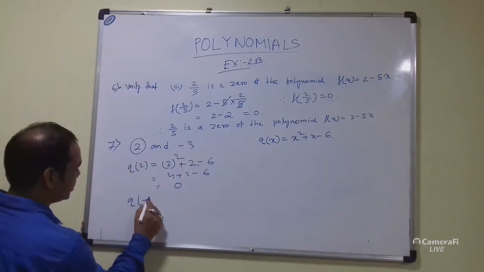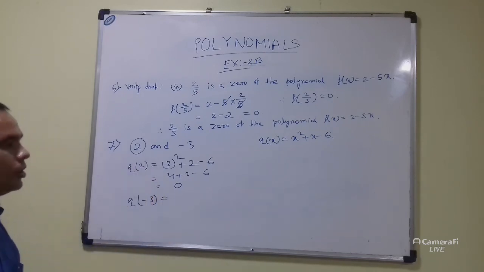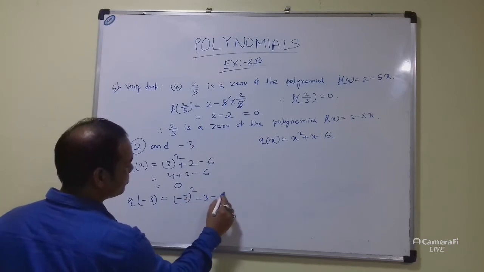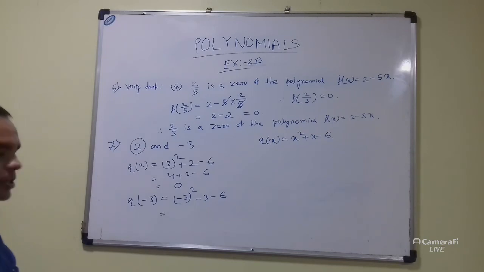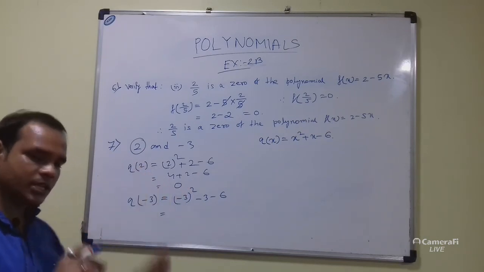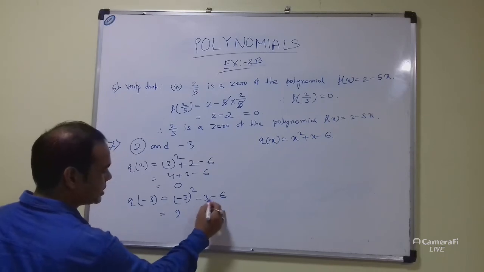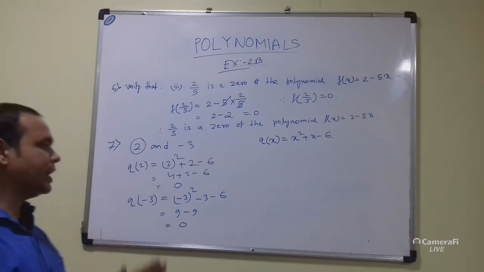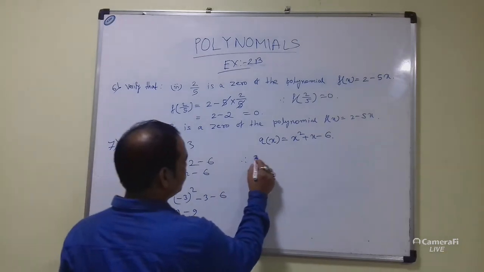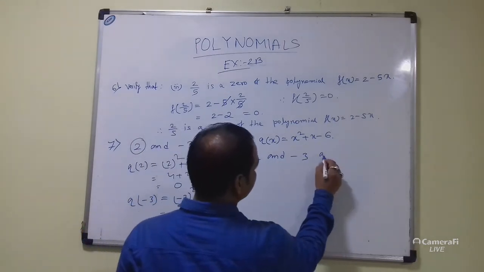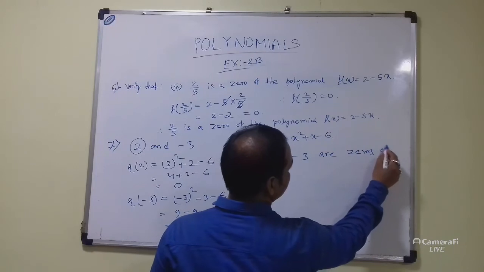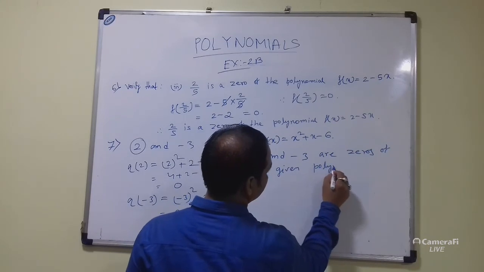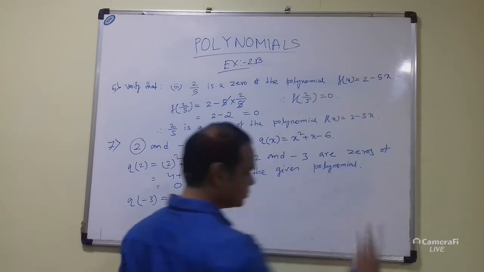Now check whether q of minus 3 is a zero or not. So q of minus 3 means (minus 3) square, minus 3, minus 6. So minus square means plus, so minus 3 multiplied by minus 3 means 9, and minus 3 minus 6 is minus 9. So 9 minus 9 is 0. So this result is also 0. So that means we can say that, therefore, 2 and minus 3 are the zeros of the given polynomial. Understood?